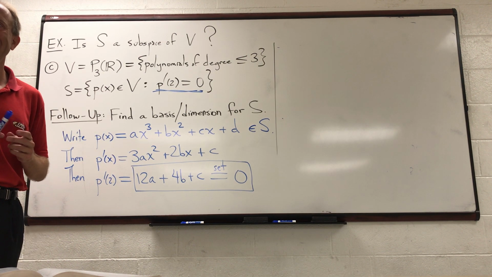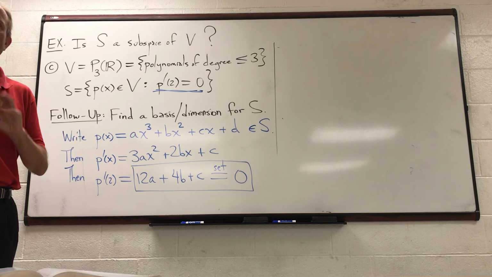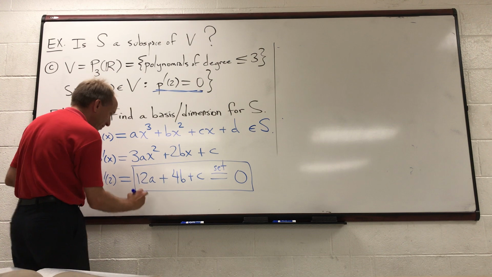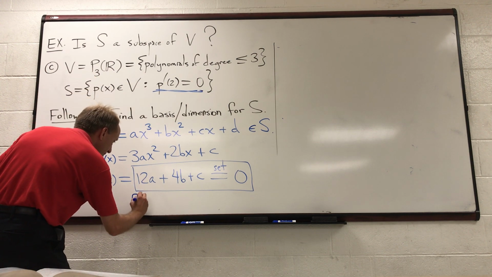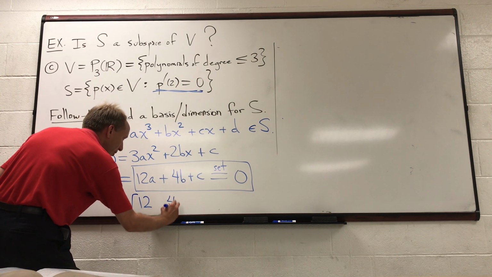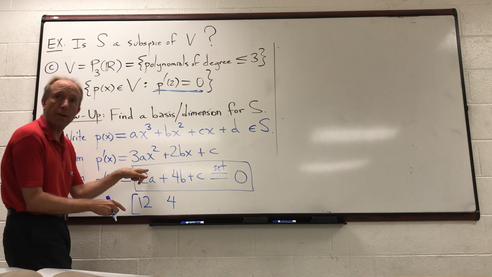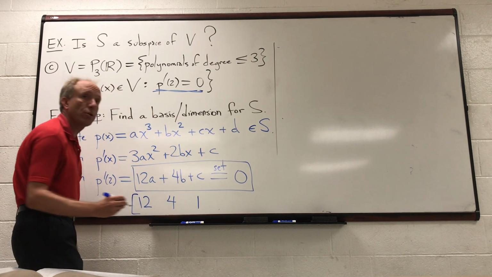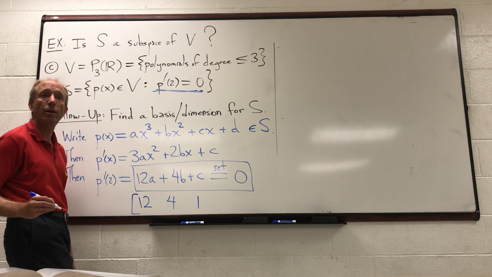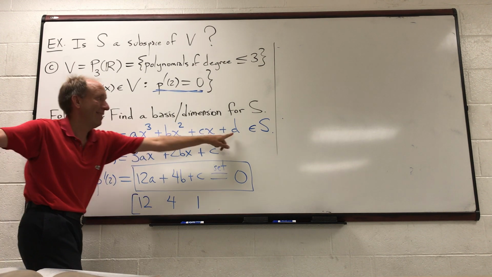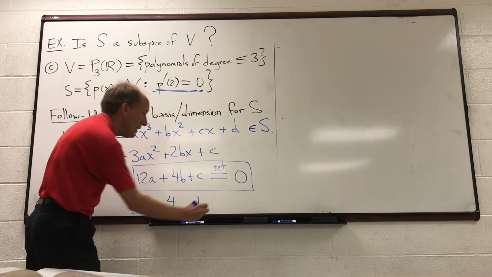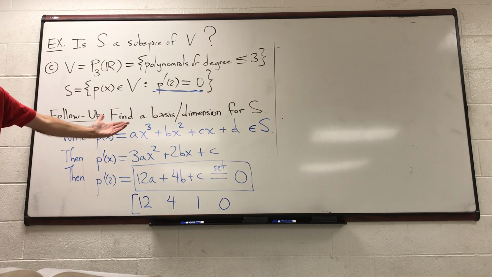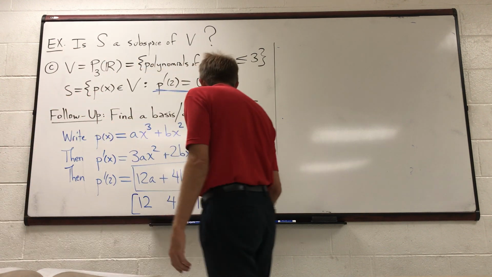No. The 3 free variables. So if we just label this way, the 12 is with the A, the 4 is with the B, 1 is with the C, but there's another variable, D. The D has actually disappeared from the derivative because it was the constant term, right?